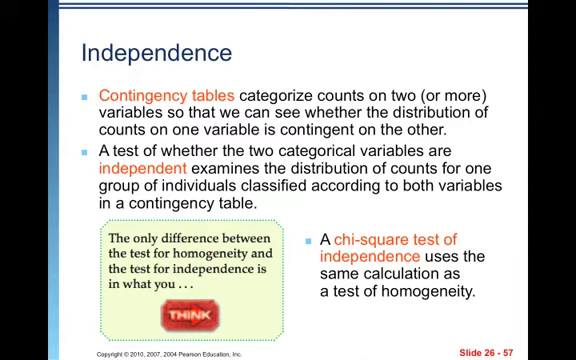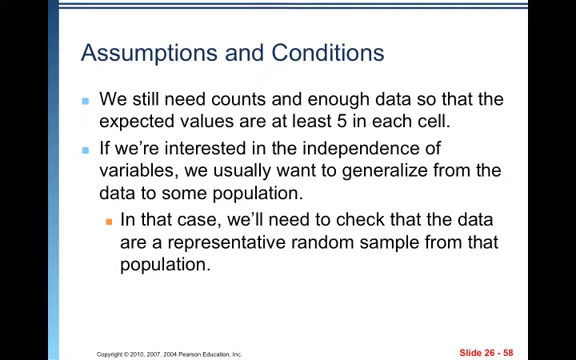A test of whether the 2 categorical variables are independent examines the distribution of counts for one group of individuals classified according to both variables in a contingency table. So a chi-square test of independence uses the same calculations as a test for homogeneity. All right, so we still need counts and enough data so that the expected values are at least 5 in each cell. If we're interested in the independence of variables, we usually want to generalize from the data to some population. In that case, we'll need to check that the data are a representative random sample from the population.